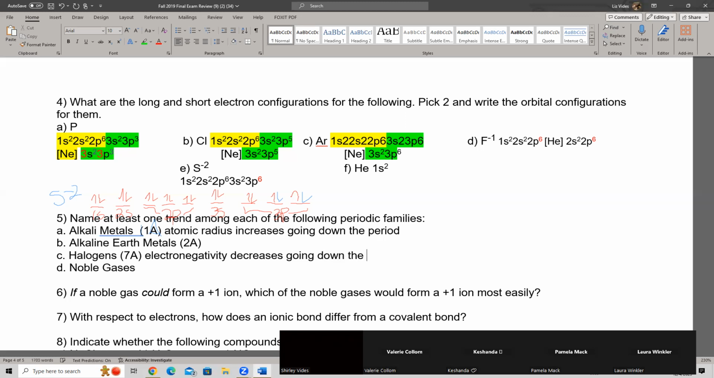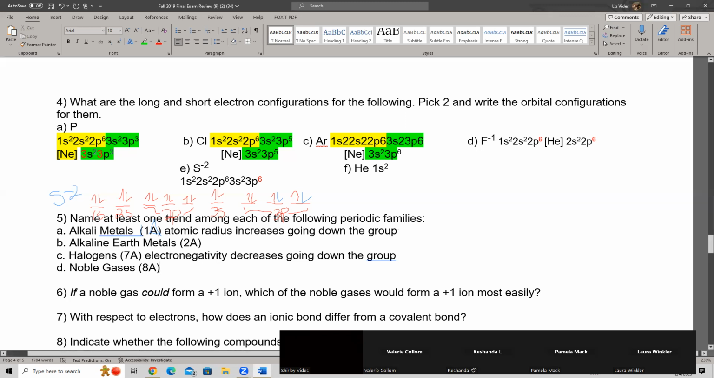No, not the period, the group. I said period here, I meant group. That is a group, not a period. Periods are horizontal. We're talking about vertical. Noble gases, that's 8A, right?